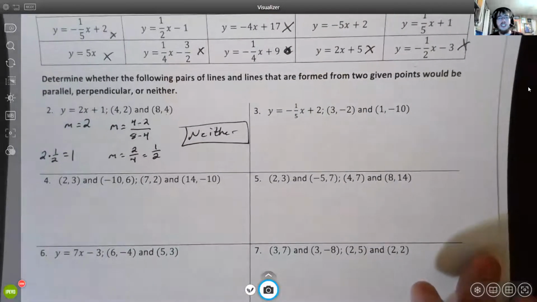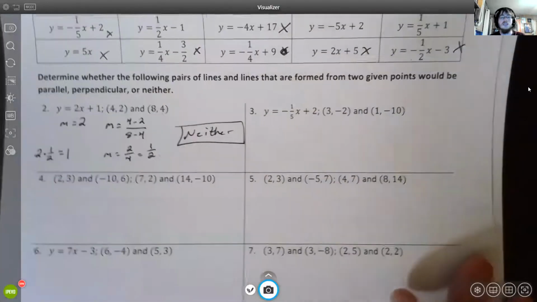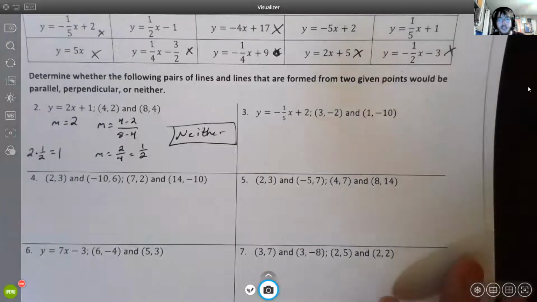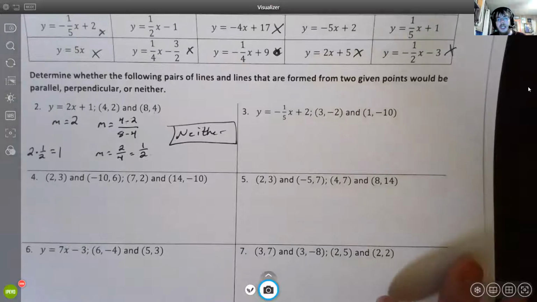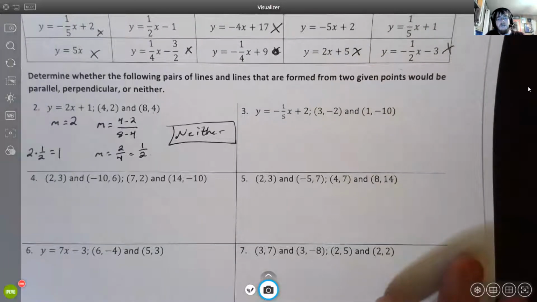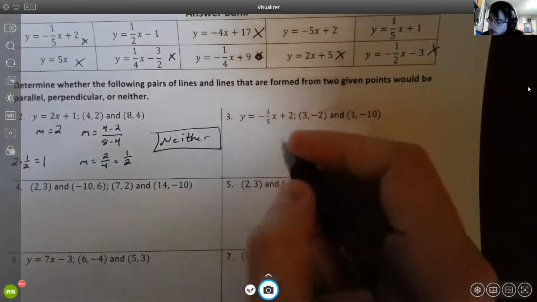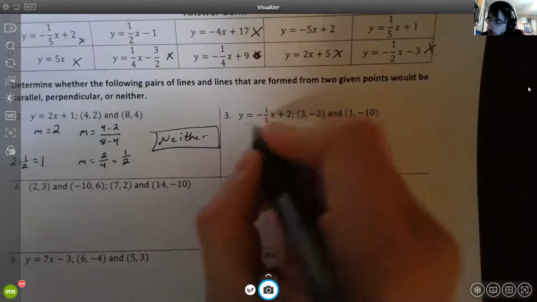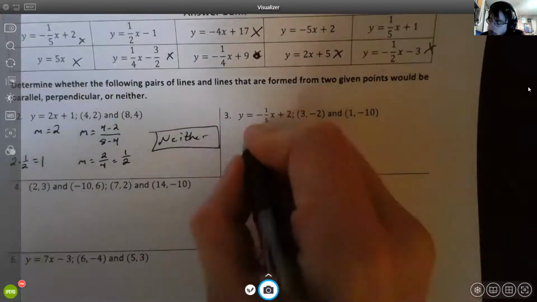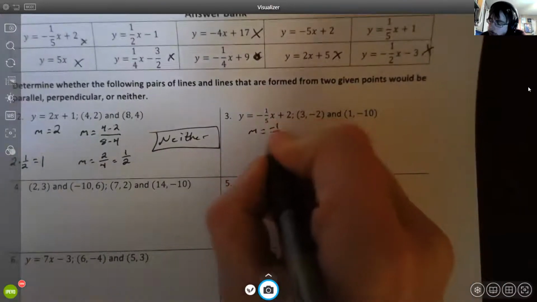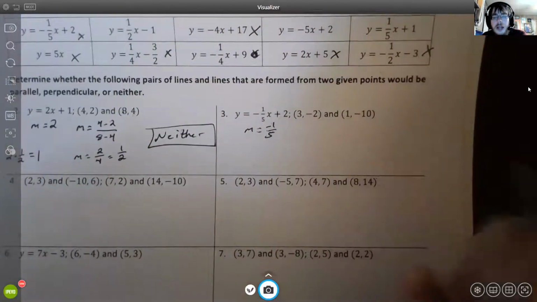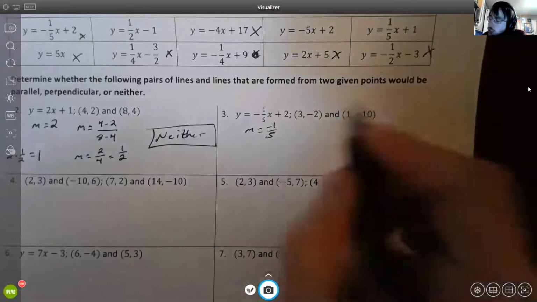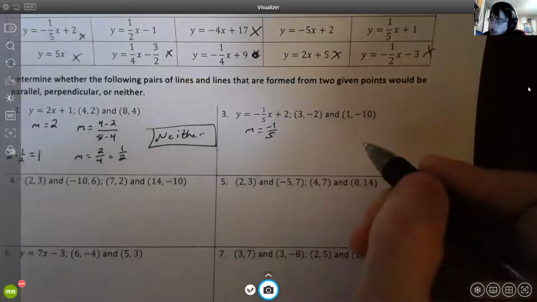Okay, so let's look at number 3. Number 3 says y equals -1/5 x plus 2, and the points (3, -2) and (1, -10). So what we need to do here is find our slopes. So for this first line here, we have m equals -1/5. And for our second line here, we need to figure it out using our slope formula.